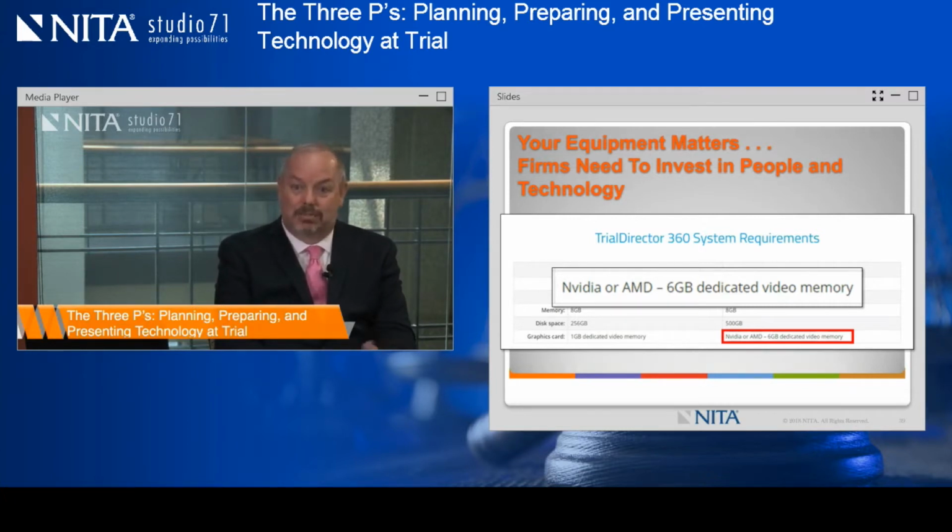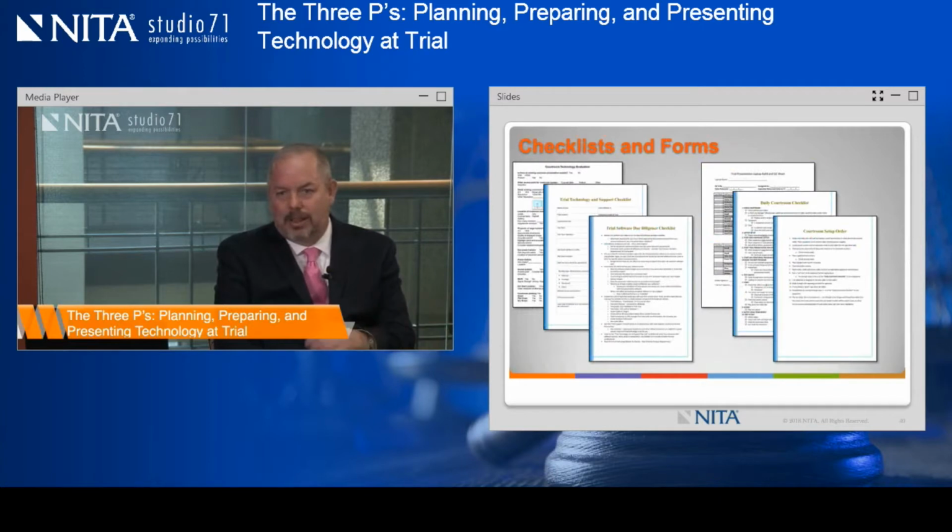I just wanted to point out that the book has a number of checklists and forms to help you plan and prepare.